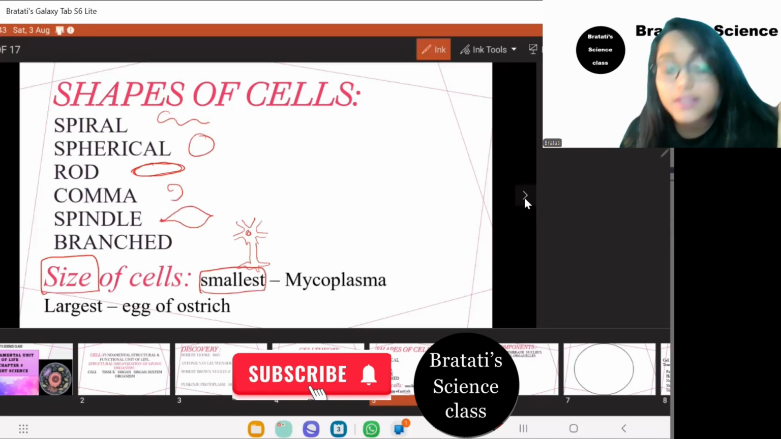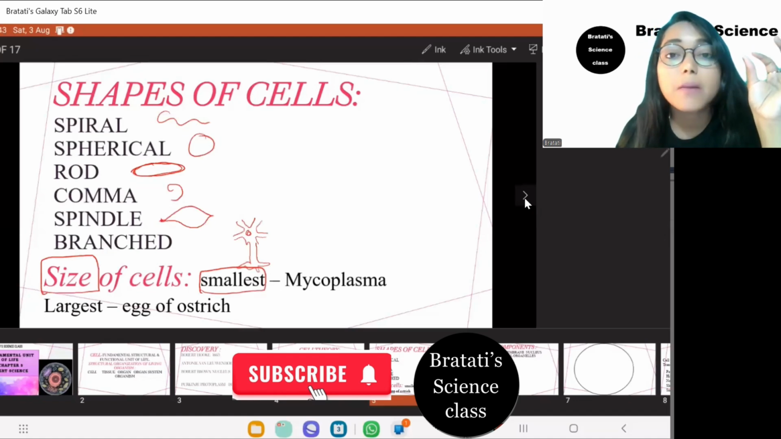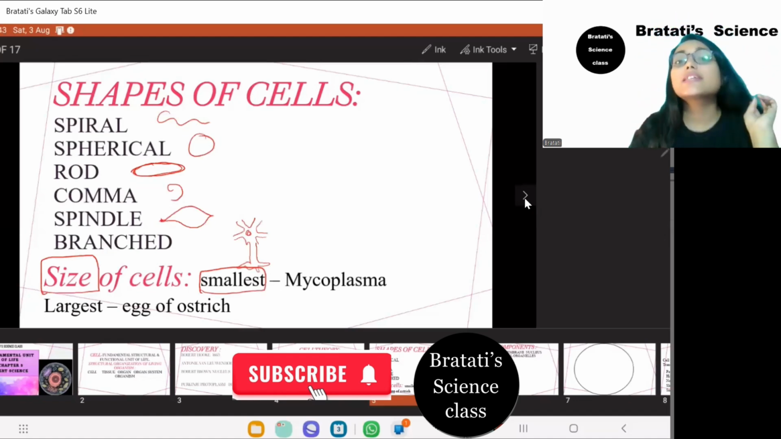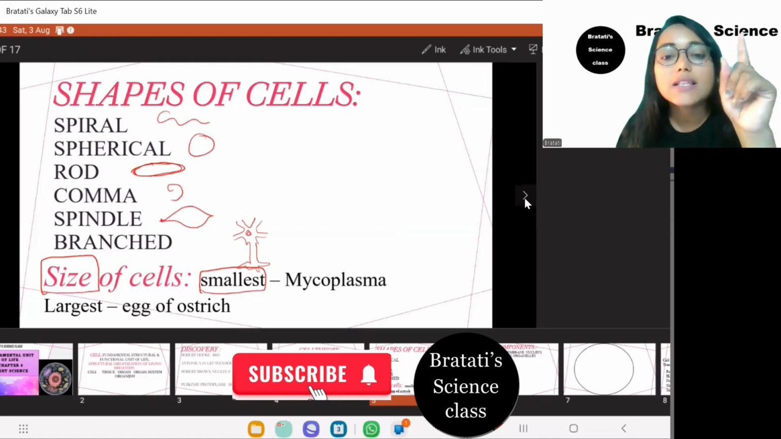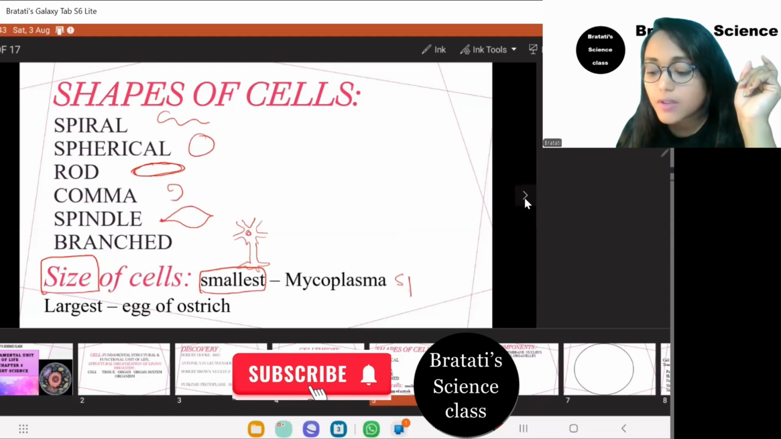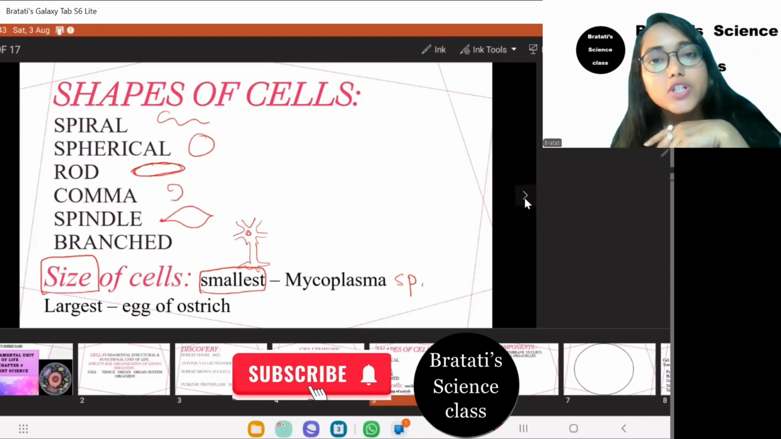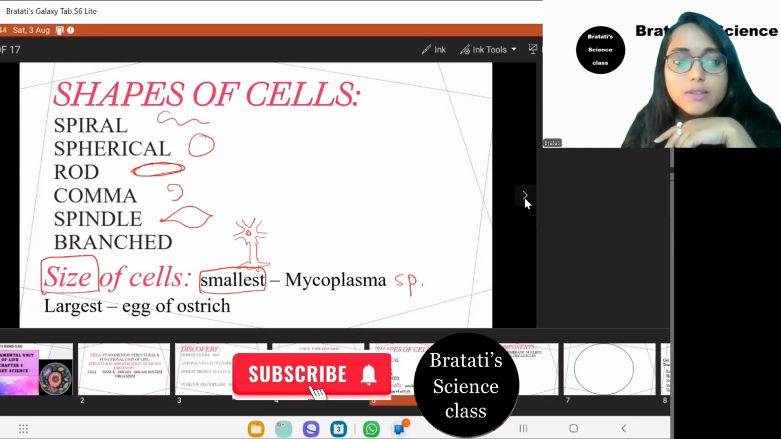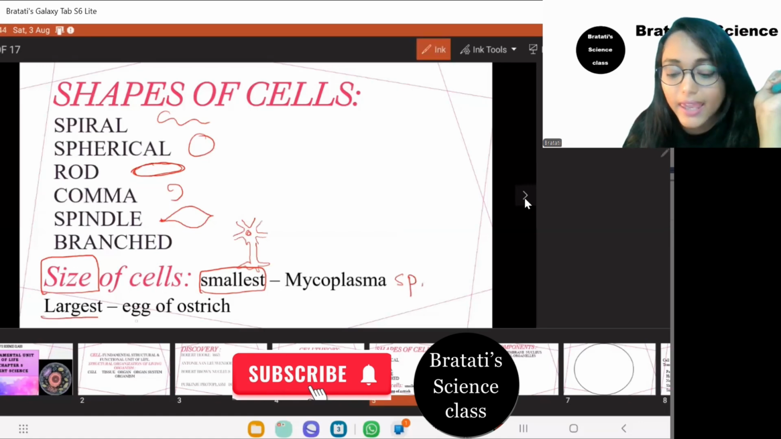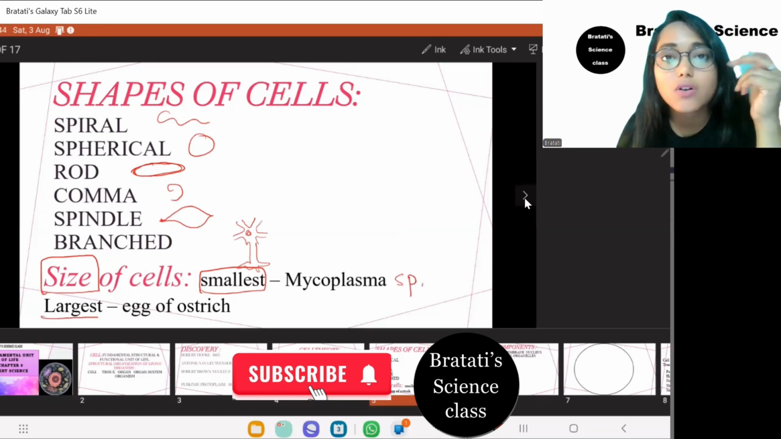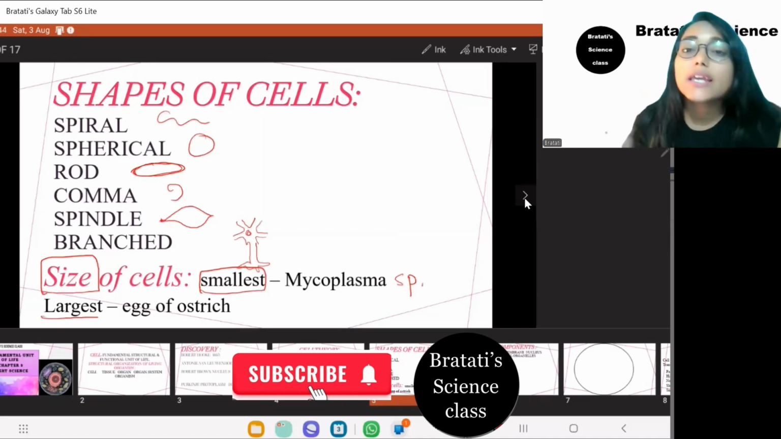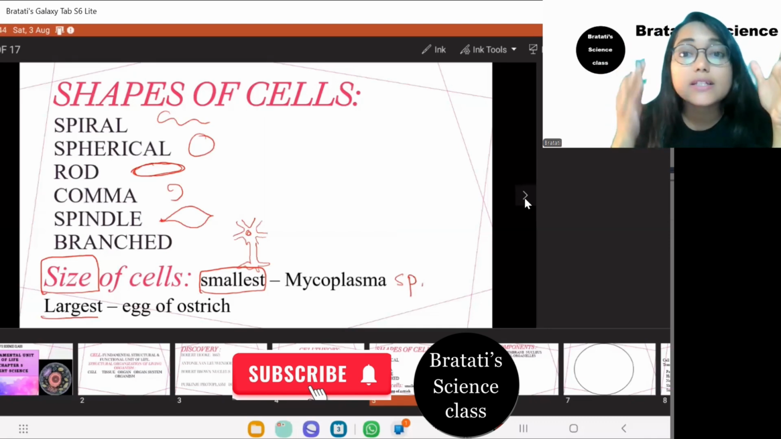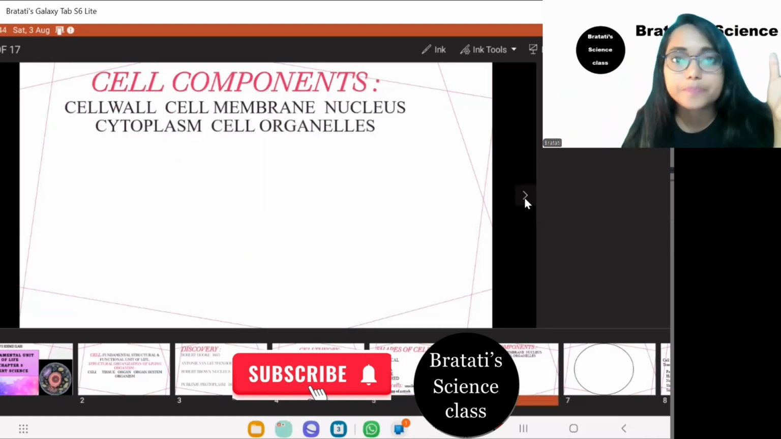The sizes of the cells are also different. The smallest cell till now is the mycoplasma bacterial cell. So if a 1-mark question comes for the smallest cell, the answer is Mycoplasma species. Write species because mycoplasma is the general name, and then we can write sp for species. The largest is the egg of an ostrich. The ostrich, the bird, its egg is the largest cell. A single cell, yes. The egg is a single cell and it's the largest cell till date.